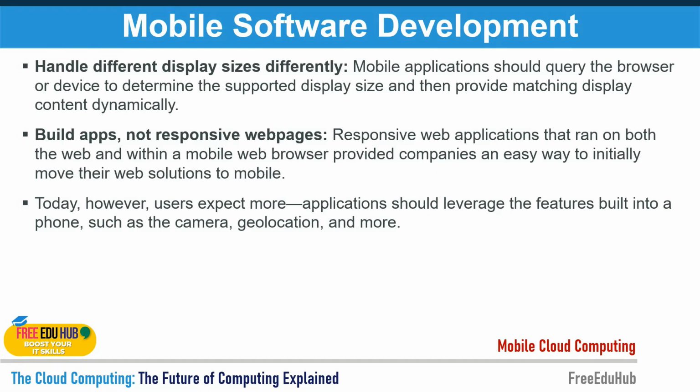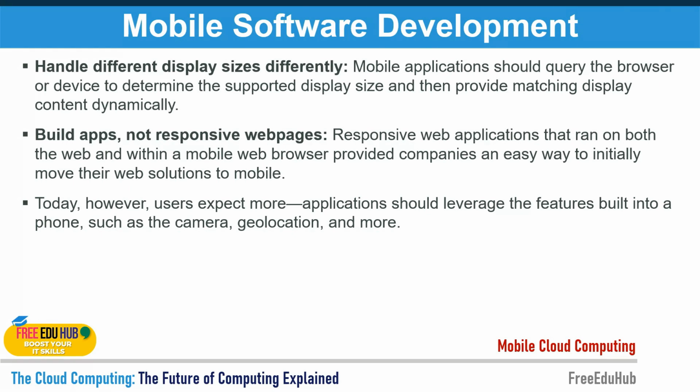Responsive web applications that run on both web and within a mobile browser provide companies an easy way to initially move their solutions to the web, but that is good for the initial movement, where you don't want to spend a lot on getting specific applications for mobile phones. You'll use the same web page, but it would be rendered automatically as per the size of the page. Of course, there are some drawbacks, but that's the fastest way if you want to move to the application side and want people to access the services through the application available on the Play Store or Apple Store.